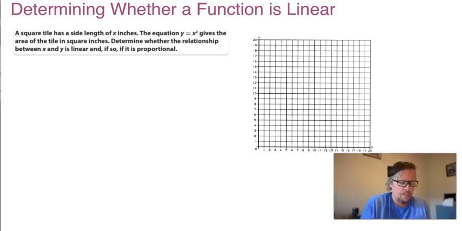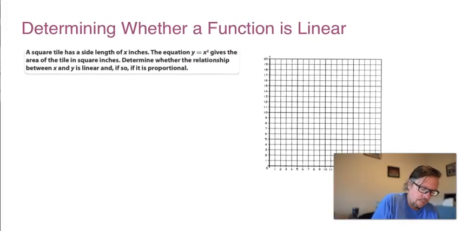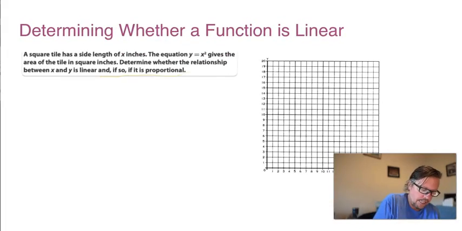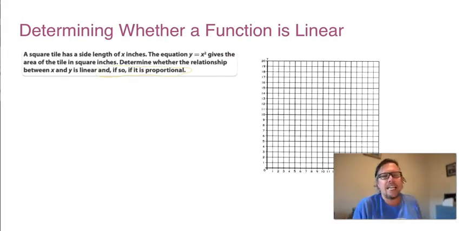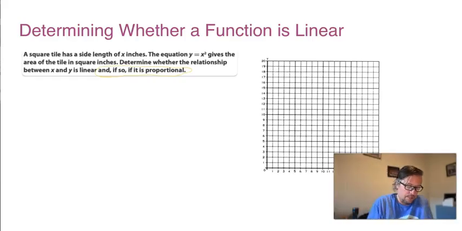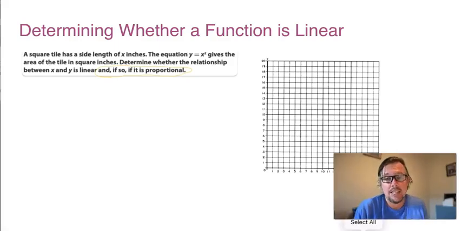So this last part, if so, if it is proportional, is important because one of the things that a relationship has to do to be proportional is that it has to go through the origin. But the other thing it has to do to be proportional is that it has to be linear. So if we discover that this relationship is not linear, it automatically is not going to be proportional.